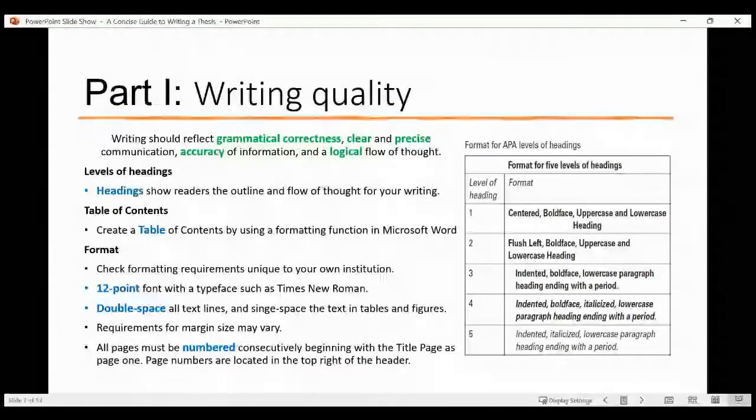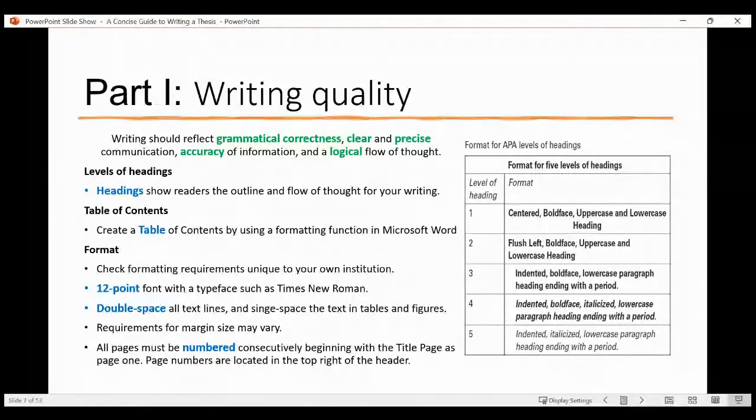But mostly, most dissertations and theses are written in 12-point font with Times New Roman, double spaced, except for the tables and figures. As for the margins, it depends on whether you want to measure from the left or from the side. So consult the university manual. Lastly, the whole dissertation or thesis should be numbered in the top right position.